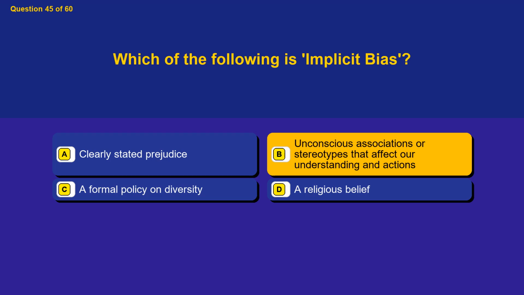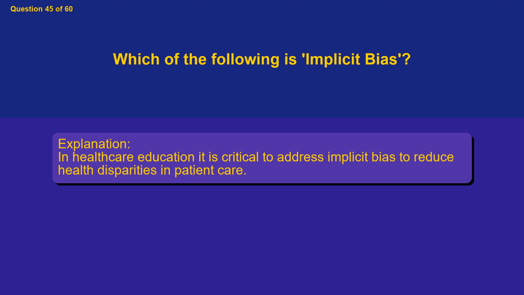The correct answer is option B. Unconscious associations or stereotypes that affect our understanding and actions. In healthcare education, it is critical to address implicit bias to reduce health disparities in patient care.